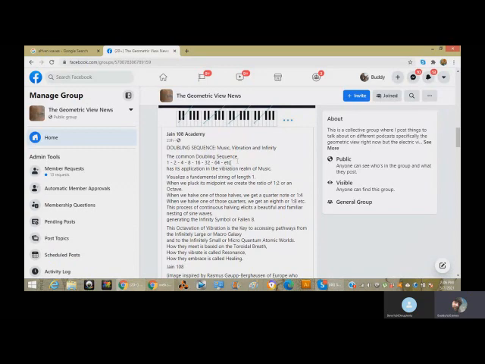The common doubling sequence 1, 2, 4, 8, 16, 32, 64, etc., which is the bonding filaments that I was just showing you of the nature, has its application in the vibration realm of music, like we were talking about, the music of the sun, music of the spheres. Visualize a fundamental string of length 1. When we pluck its midpoint, we create the ratio 1 to 2, or an octave. When we half one of those halves, we get a quarter note. When we half one of those quarters, we get an eighth note, etc. This process of continuous halving elicits a beautiful and familiar nesting of sine waves.